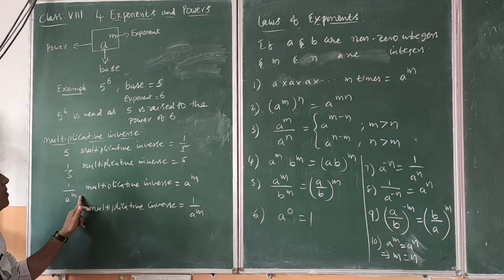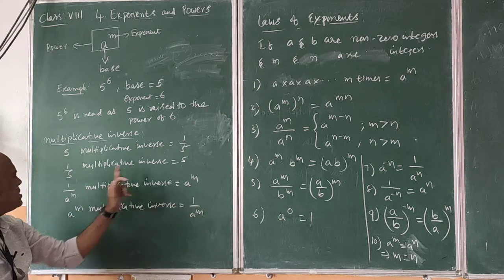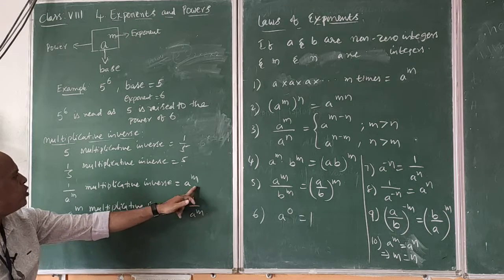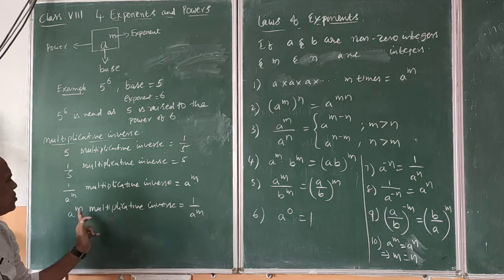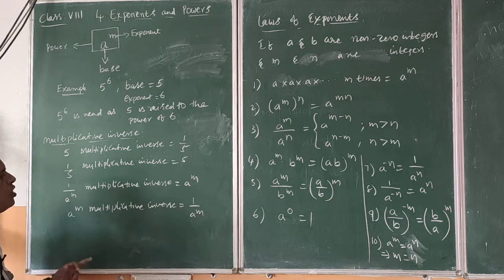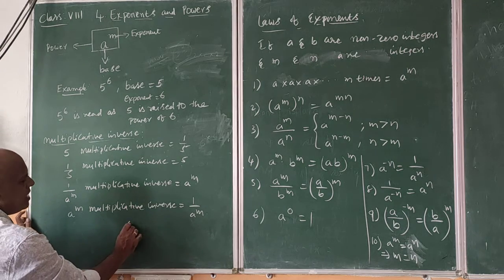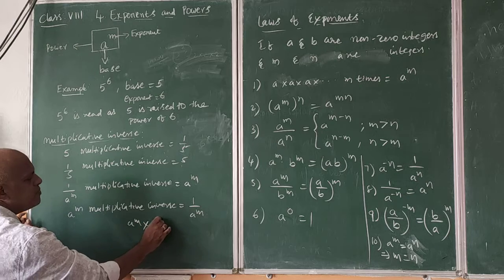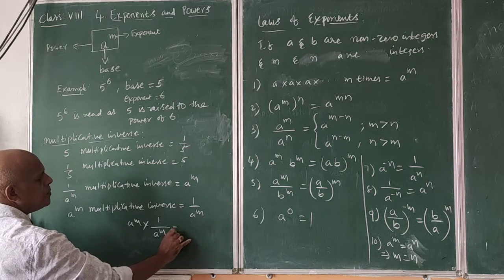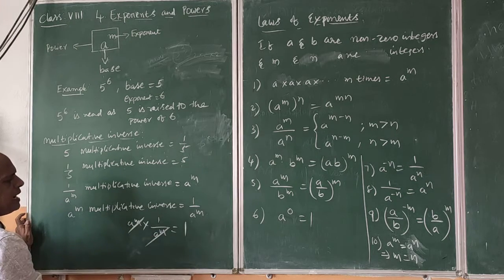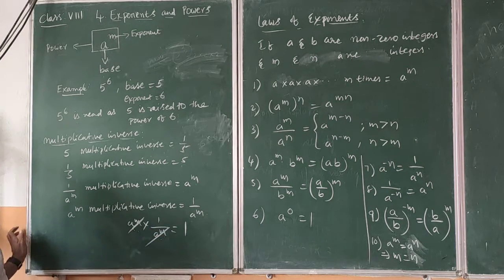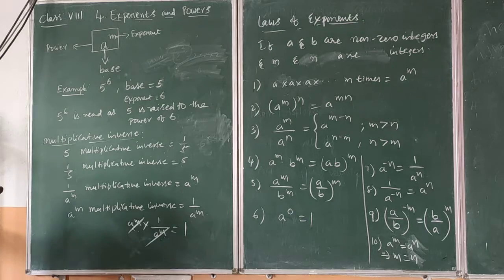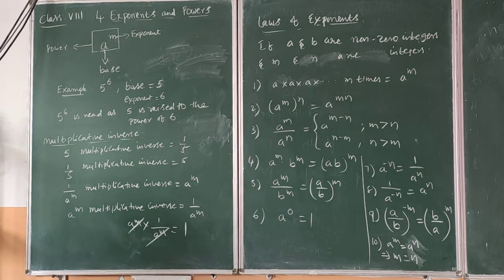1 by a power m is the multiplicative inverse of a power m, because 1 by a power m into a power m, both get cancelled, we get 1, and a power m into 1 by a power m, both get cancelled, we get 1. So when we multiply a given number by another number and the product is 1, then both are called the multiplicative inverse of each other. So this is the first concept we are going to learn.